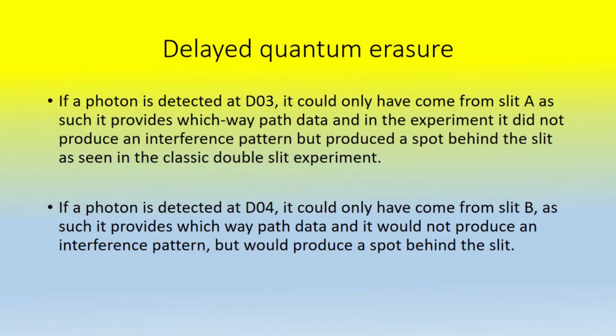If a photon is detected at detector 3, it could only have come from slit A. As such, it provides which-way path information. And in the experiment, it did not produce an interference pattern, but produced a spot behind the slit, as seen in the classic double-slit experiment. If a photon is detected at detector 4, it could only have come from slit B. As such, it provides which-way path information, and it would not produce an interference pattern, but would produce a spot behind the slit.